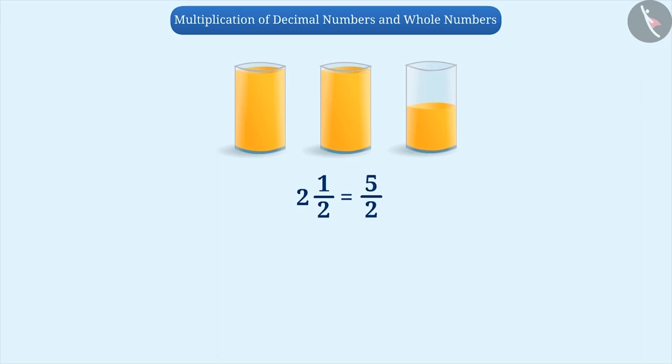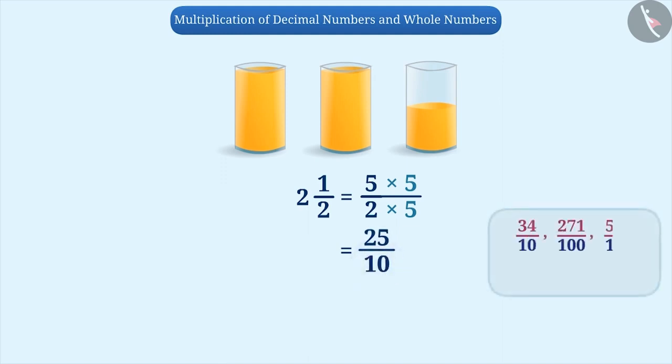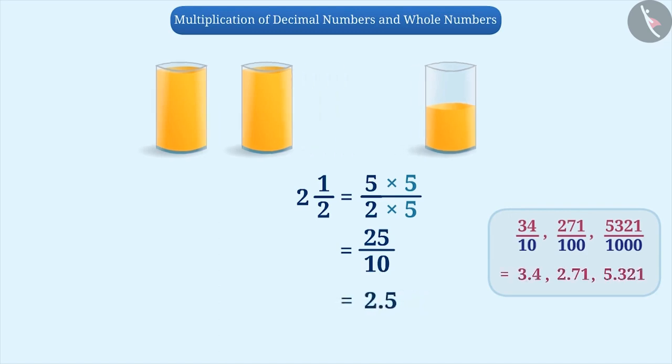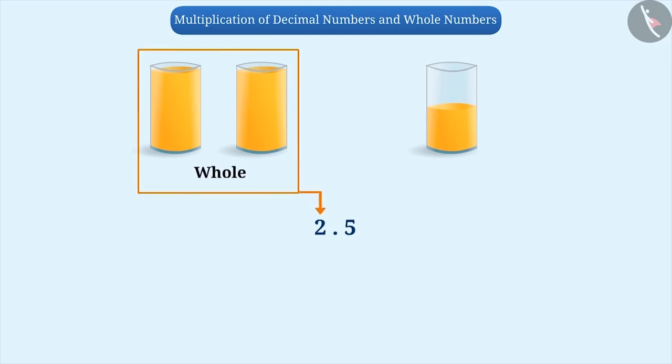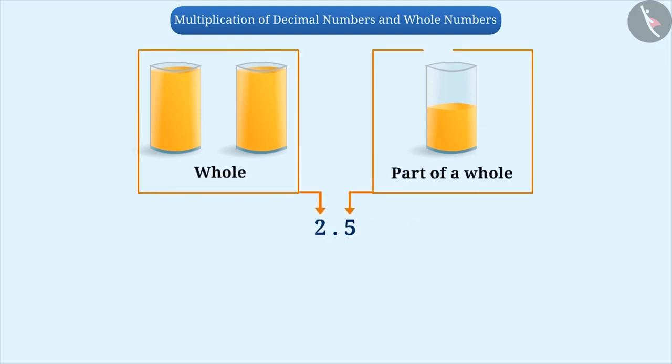If we multiply both the numerator 5 and denominator 2 by 5, we will get this fraction whose denominator will be 10. If the denominator of a fraction is a number like 10, 100, 1000, then we can represent it in its decimal form, in which the whole number is represented on the left of the decimal point and the part of the whole is represented on the right of the decimal point. A number represented with a decimal point is called a decimal number.